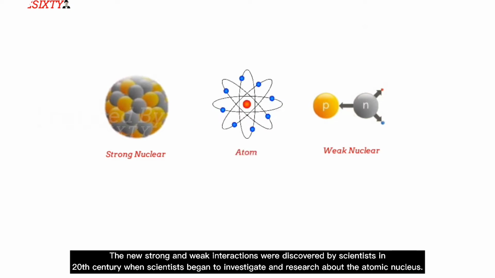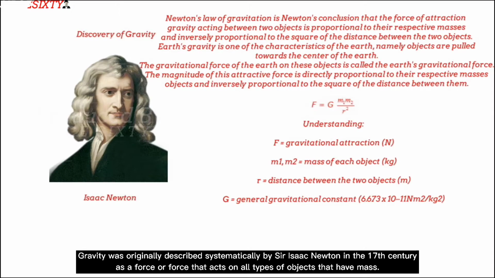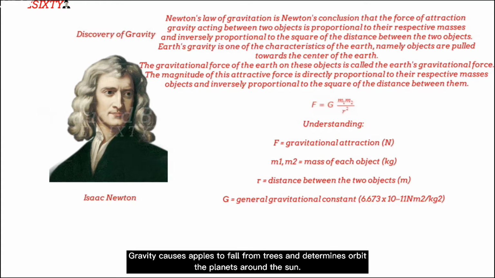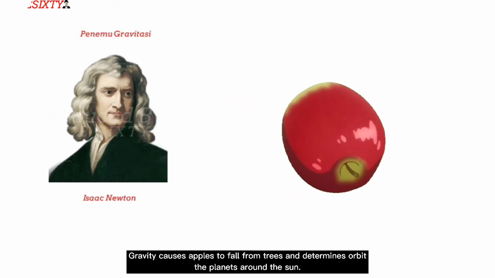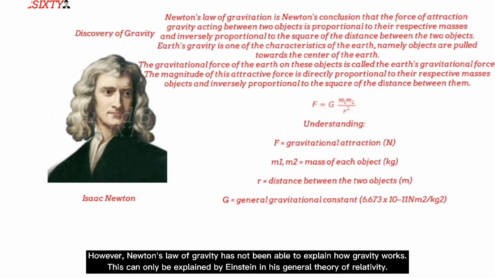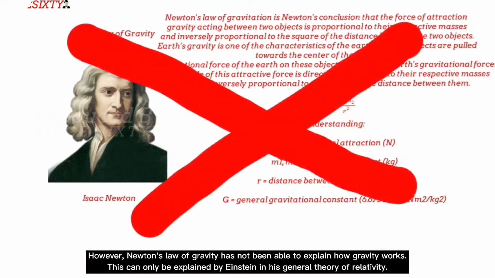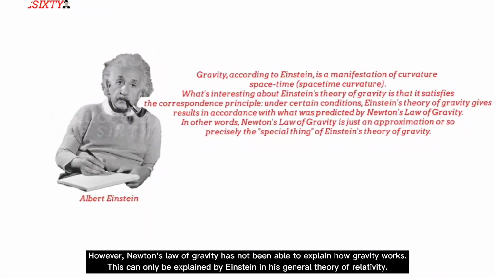Gravity was originally described systematically by Sir Isaac Newton in the 17th century as a force that acts on all types of objects that have mass. Gravity causes apples to fall from trees and determines the orbits of planets around the sun. However, Newton's law of gravity has not been able to explain how gravity works. This can only be explained by Einstein in his general theory of relativity.